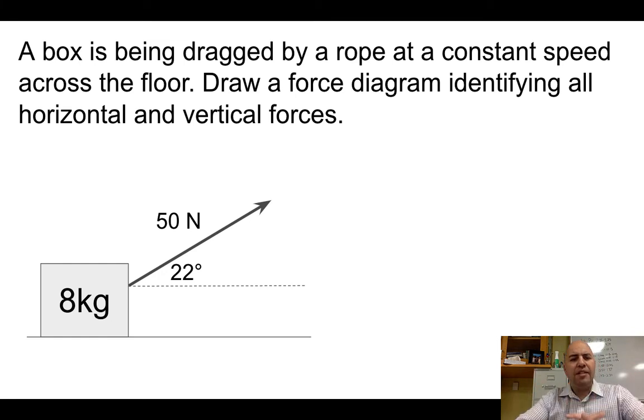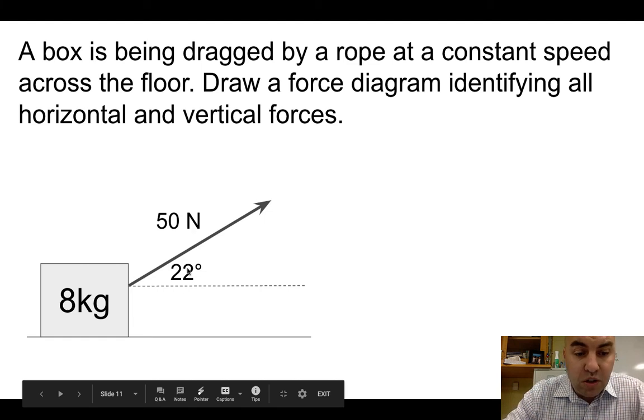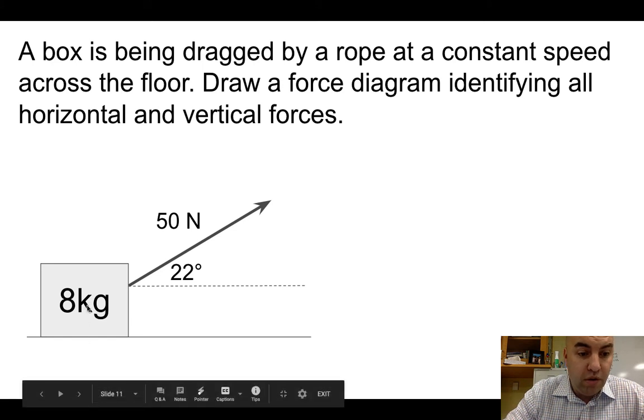All right, let's say that we have a box that's being dragged by a rope at a constant speed across the floor. What we want to do is draw the force diagram identifying all of the horizontal and vertical forces. So what forces do we have acting on this? Well, first of all, we have this applied force. It's that 50 newtons that's being pulled at an angle of 22 degrees. But we also have the force due to gravity, or its weight, that's pulling down towards the center of the earth.